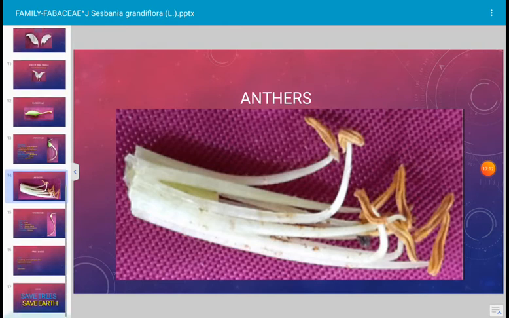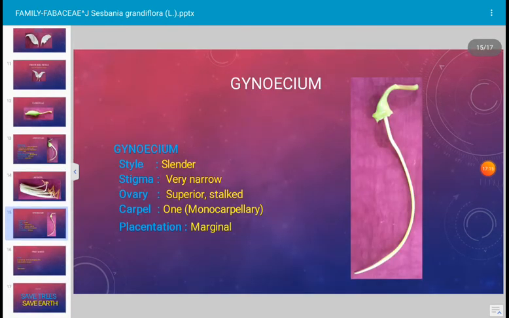Okay. Next. This is the gynoecium of Sesbania grandiflora, family Fabaceae. The gynoecium is the female part of the flower. It consists of style, stigma and ovary. In this case, the style is cylindrical, long and slightly curved, and the stigma is very narrow. It is not distinct, it is very small and narrow. The narrow stigma is present at the top of the style, and the ovary is superior because all the floral parts originate from the base of the ovary.